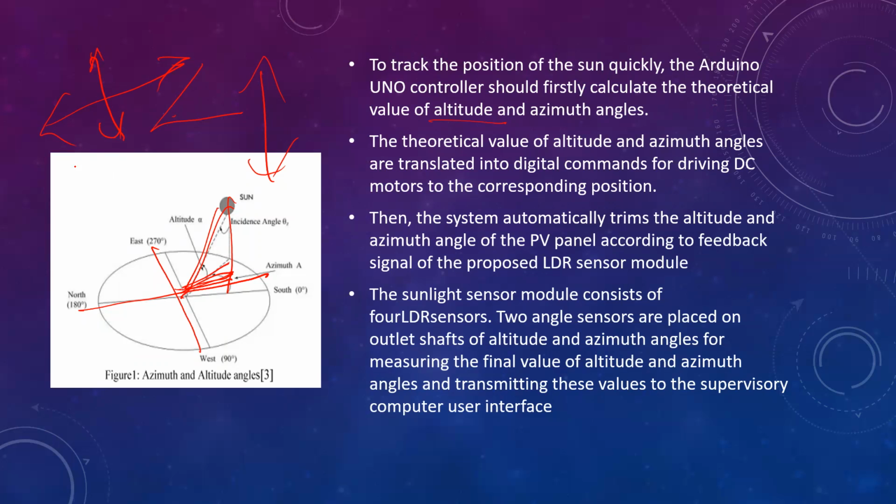Then the system automatically trims the altitude and azimuth angles of the PV panel according to the feedback signal of the processed LDR sensor module. The sunlight sensor module consists of 4 light-dependent resistor sensors. Two angle sensors are placed on the outlet shafts of the altitude and azimuth angles to measure their final values and transmit them to the supervisory computer user interface. As discussed earlier, every component is connected externally to a computer module to analyze and comprehend the circuit.